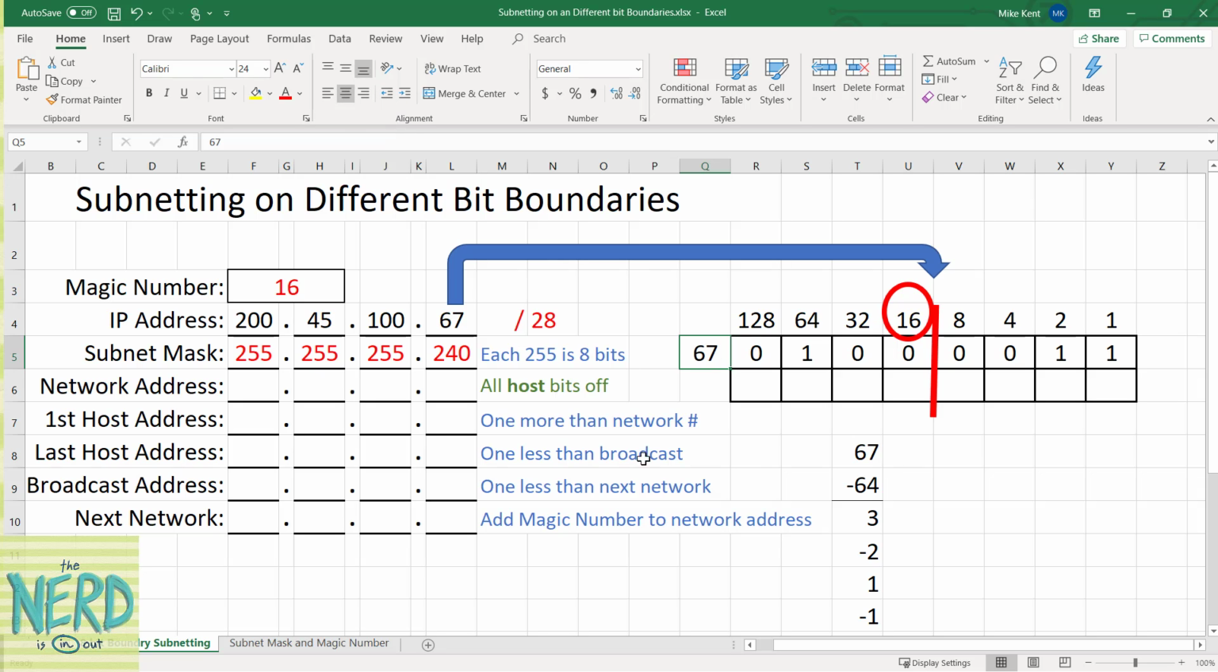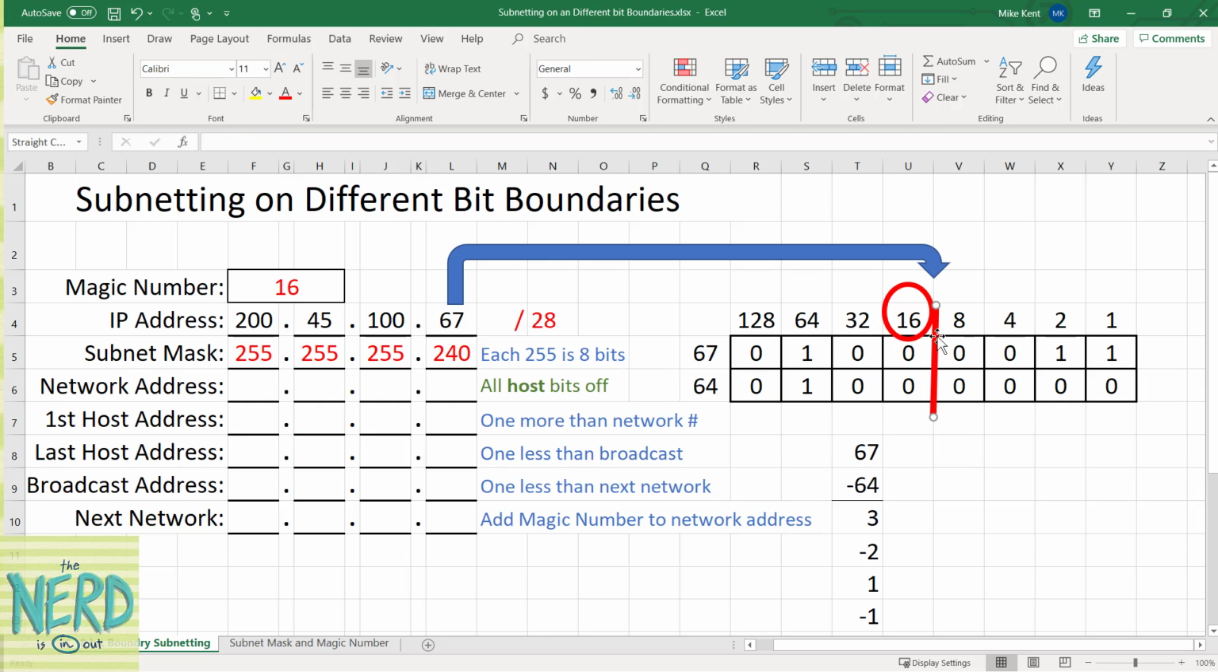So how do we get the network address? All host bits off. So that means I take the network bits, which are to the left of my dividing line, leave them unchanged, but these 4 bits are on the host side of my dividing line, so all I do is turn those bits off. What am I left with? I'm left with the 64-bit, which means this computer is on network 64. Because remember, you just turn off all the host bits.